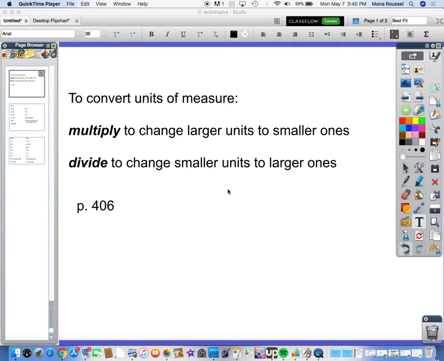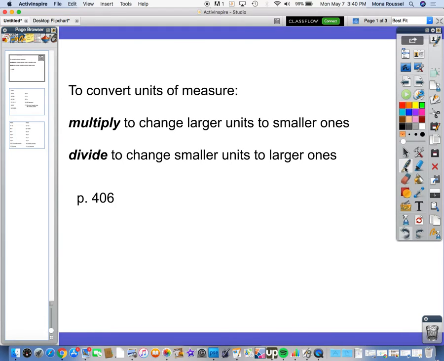When converting units of measure, we need to remember these two simple rules. You multiply when you change larger units to smaller units. So we multiply when we're going from larger to smaller, and we divide if we're changing a smaller unit to a larger unit.